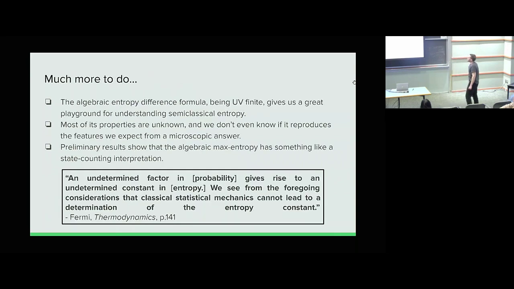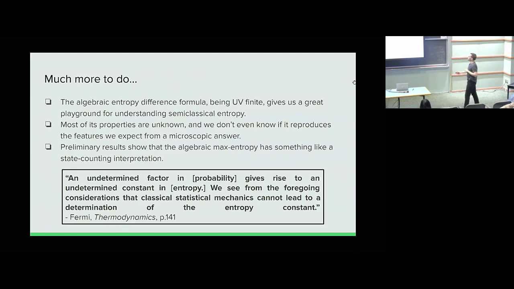So I guess just to summarize, we have this algebraic entropy difference formula, which is UV finite, and it gives us a really good playground that I don't think we've had before for understanding semi-classical entropy. Most of its properties are unknown. We don't even know if it reproduces the features we expect from a microscopic answer, but this preliminary result I just showed you shows that at least when you try to make the most naive connection possible to this quantum information theory literature, you end up with something that looks like state counting at the classical level, not an absolute state counting, crucially. That's something we can never expect to get from this analysis, but nevertheless a relative state counting.